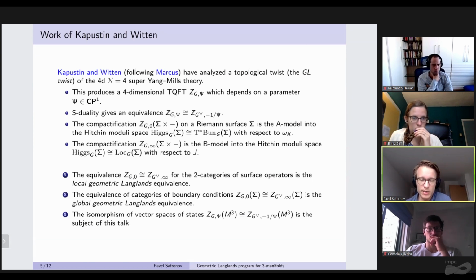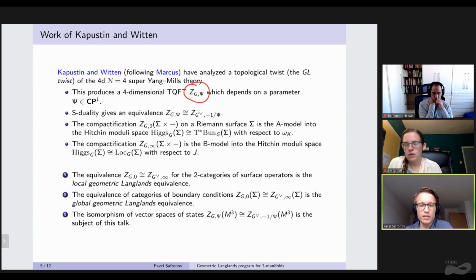I will not tell you all the details. Let me just summarize the main points which will be relevant for this talk. So the idea is that there is some 4-dimensional TQFT, what I call Z sub G, psi. Here G is again the reductive group G that I was talking about before, and psi is a parameter on CP1. So there's a family of topological field theories parameterized by the two-sphere.